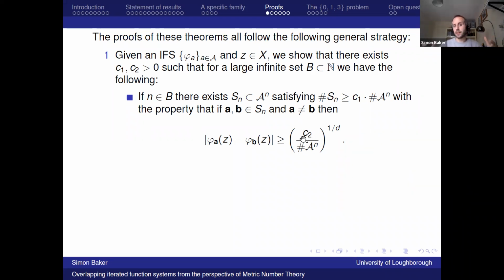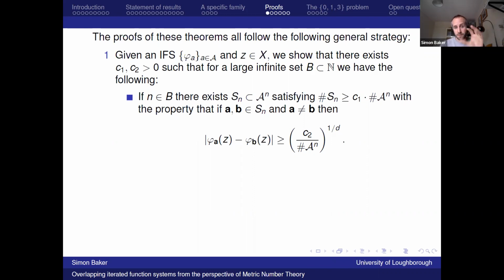When you look at all these points, you're going to have two for which the distance between them is at most a constant times 1 divided by the number of words of length n, to the power of 1 over d. What this statement is telling you is that you can find a large, well-separated set at level n, for which you're going to see optimal separation. And we can see that it is optimal by the pigeonhole principle.